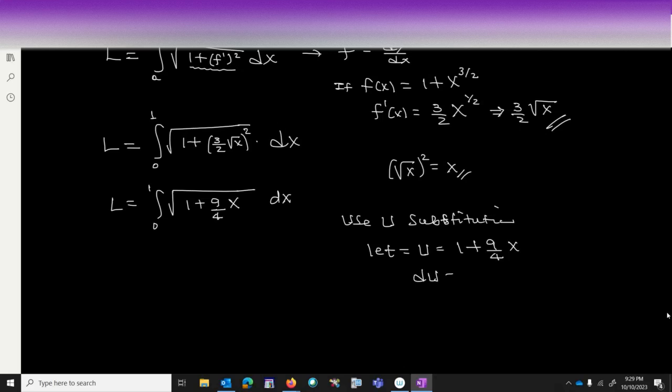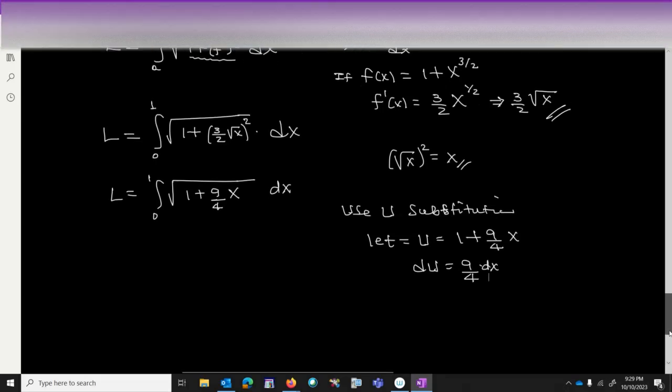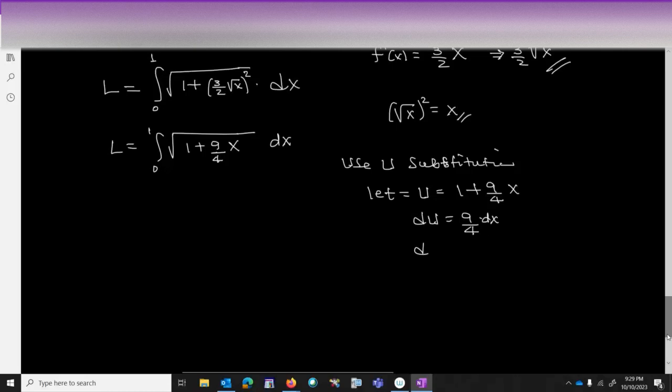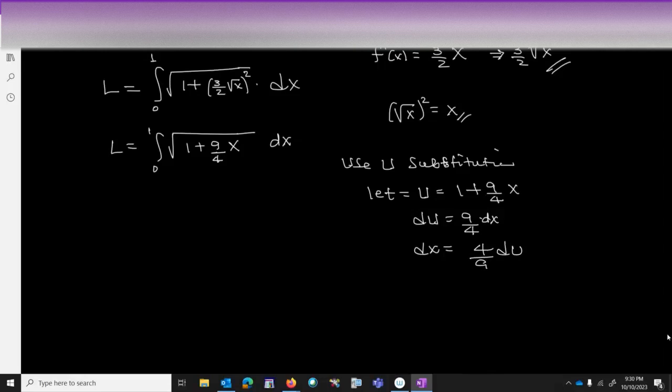And then du, the derivative of u, is going to be the derivative of the constant, which is 0, and then the derivative of 9 over 4 x, which is simply 9 over 4 dx, because the exponent of x is 1, 1 minus 1 is 0, x to the power of 0 is just 1, so I remain with 9 over 4. Now from this I can rearrange for dx. So my dx is going to be 4 over 9 du. I reciprocate this.